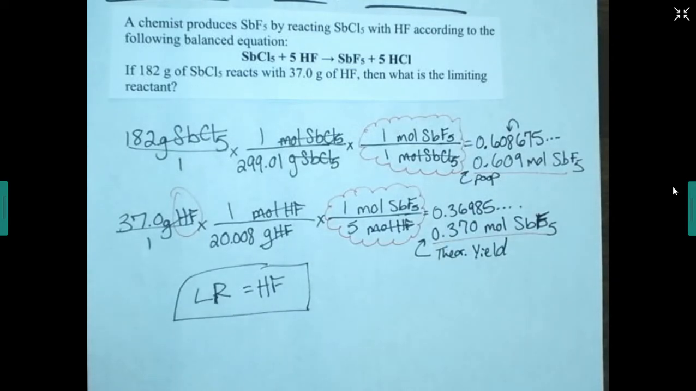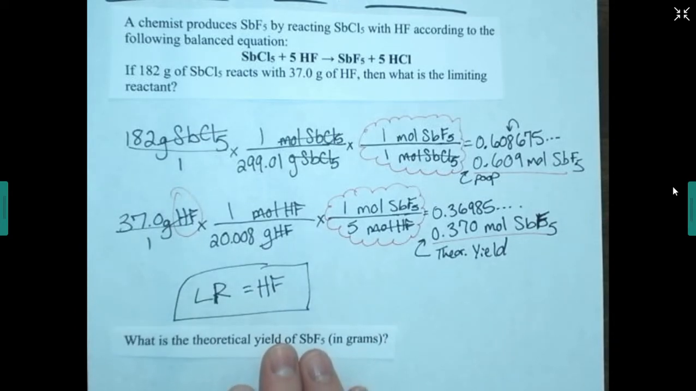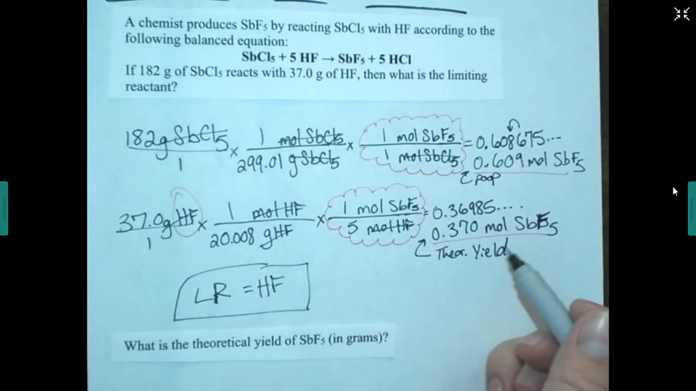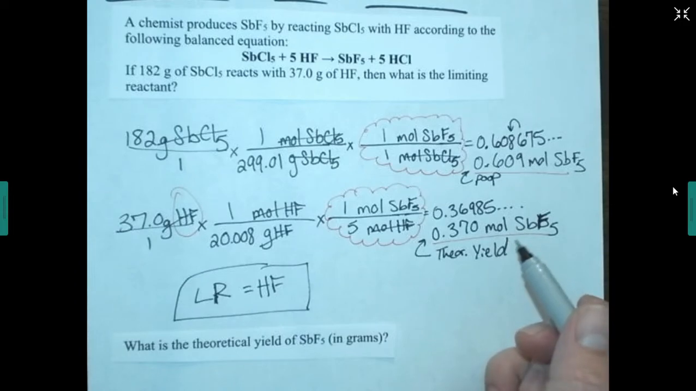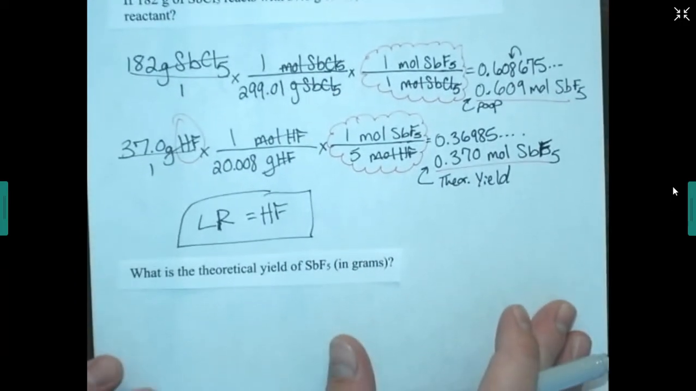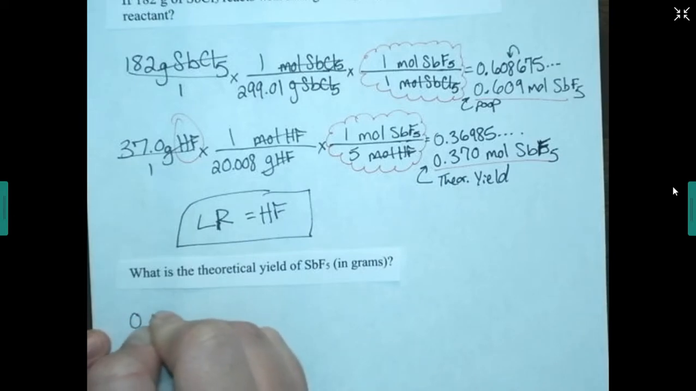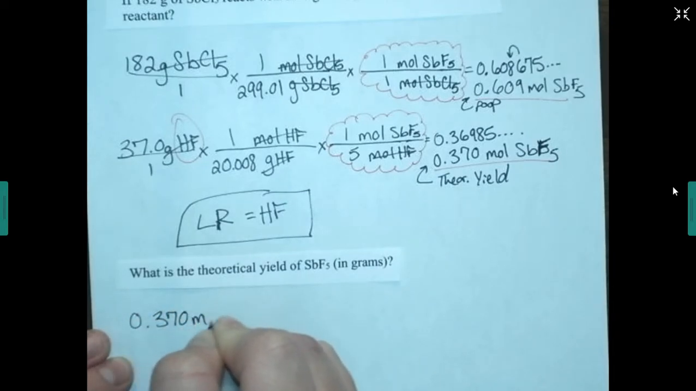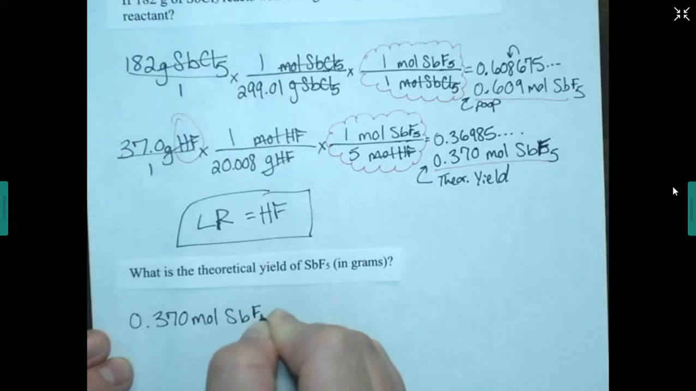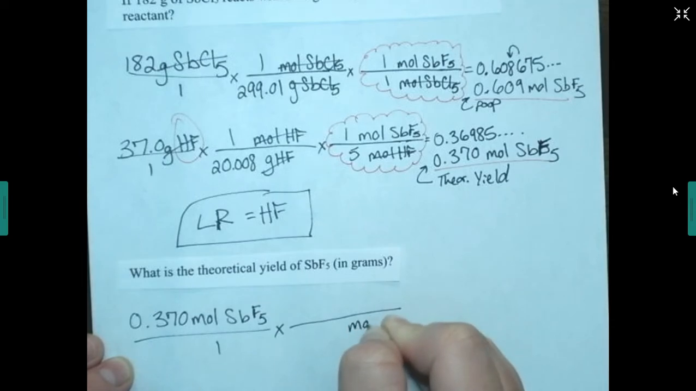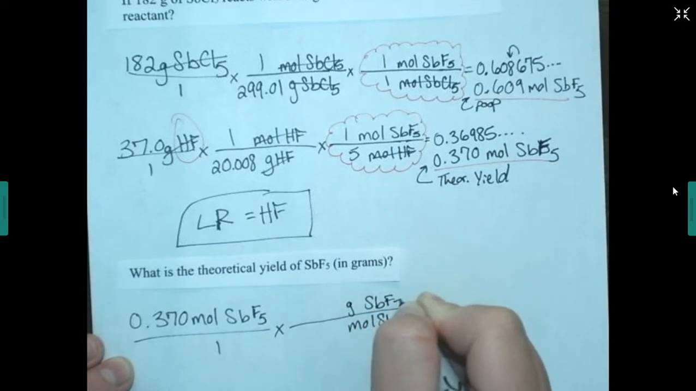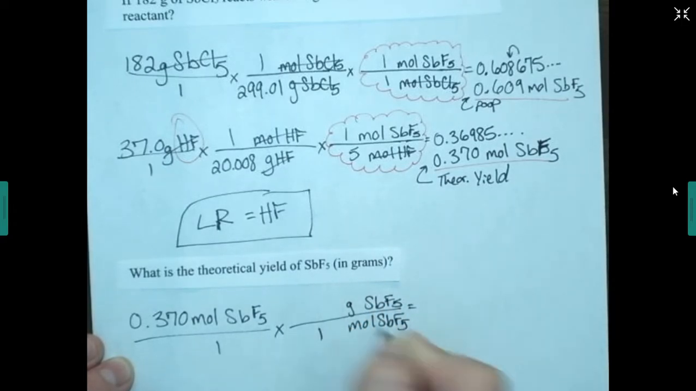Okay? Now, the next question says, what is the theoretical yield of SbF5? But it's asking in grams. So we figured out our theoretical yield of SbF5, but this is in moles. So we would have to take that and convert it to grams. So let's go ahead and do that. So our 0.370 moles of SbF5, we're going to go ahead and convert it to grams. So because you have moles SbF5 here, we're going to change it to grams SbF5. Just one more step. So 1 mole is equal to the molar mass in grams.